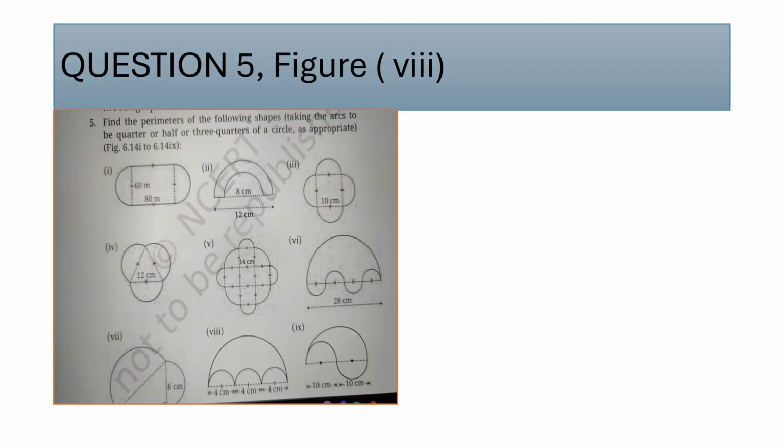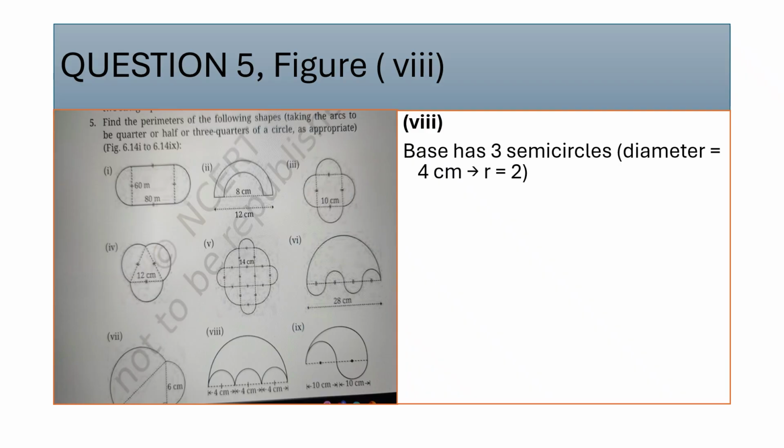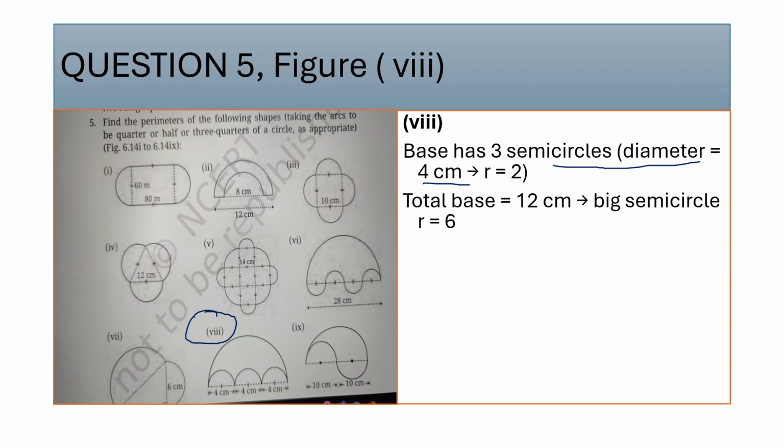Figure number 8. Look at figure number 8. Here you find the base has 3 semicircles. Can you look at the figure, children? We are talking about this particular figure. So base has 3 semicircles. Diameter is again 4 centimeter. So what will be the radius? 2. So total base becomes how much? 4 plus 4 plus 4, which is 12 centimeter.